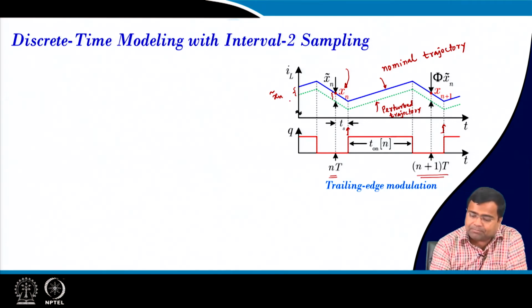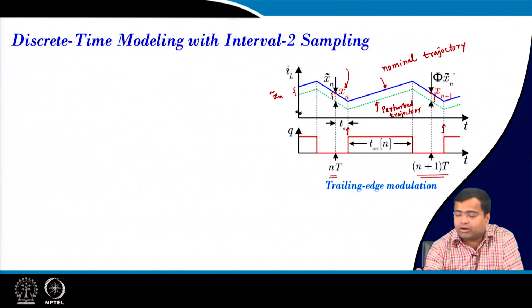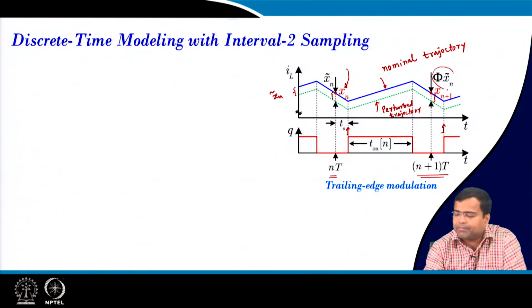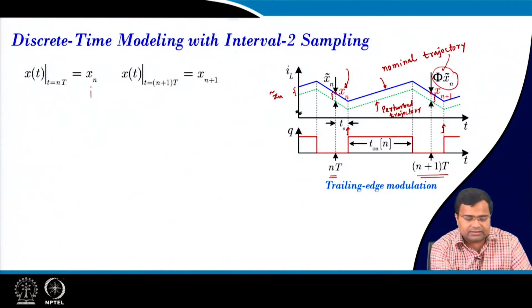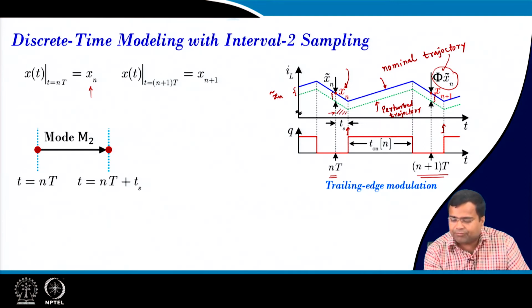If there is a perturbation in the initial state, we want to find how this perturbation gets propagated to the end of the cycle, that is the sampling interval, and that we call phi of xn tilde. So, we need to find phi. How to get it? Let xn be the state variable at the beginning of the nth sampling instant, and this will start with mode 2, because in this particular duration the switch is off.